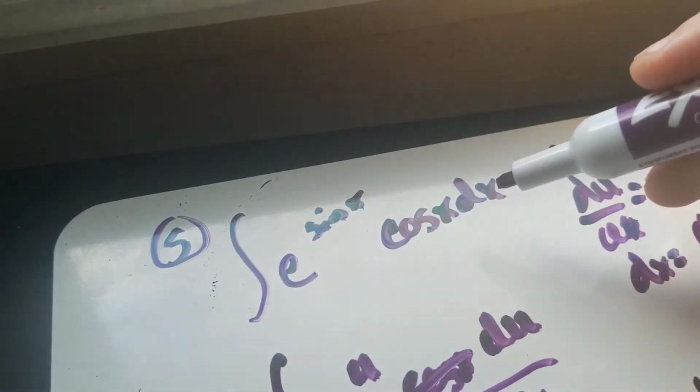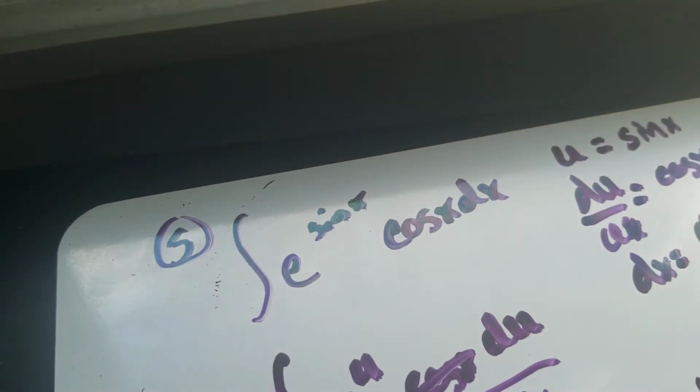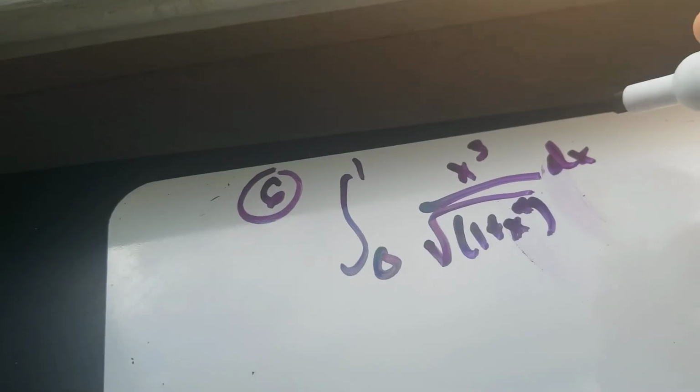Oh, I'm sorry, I looked at the sheet. For some reason it said cosine x. No, it should just be cosine x. I don't know why he wrote that. I don't know why it came out like that. So I apologize for that.